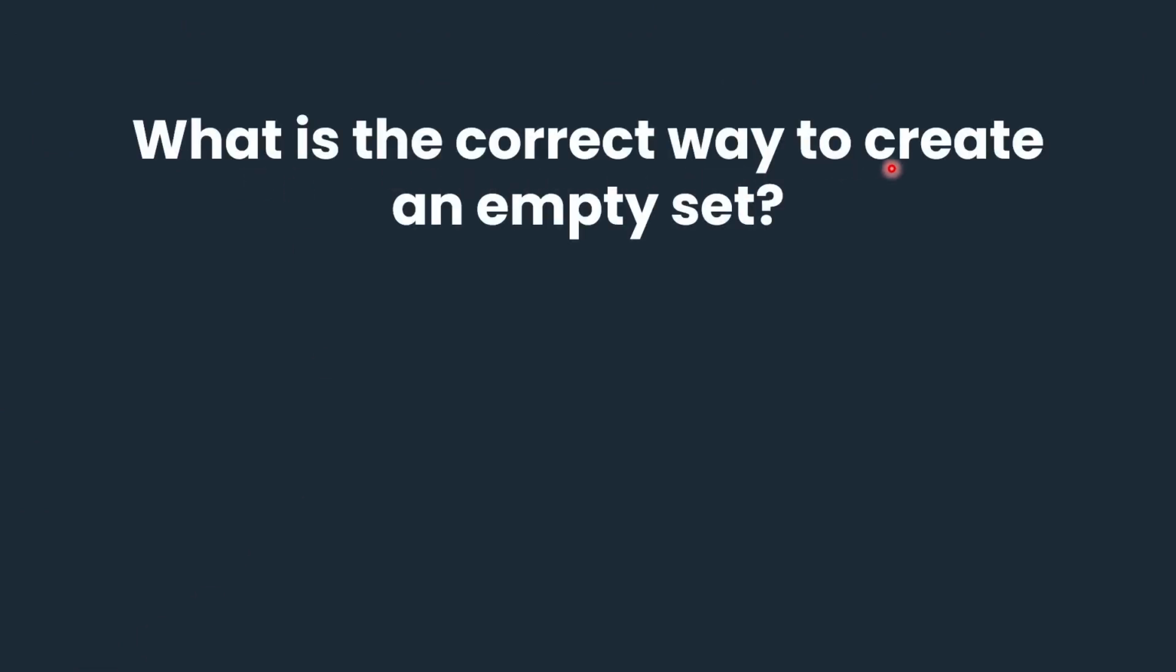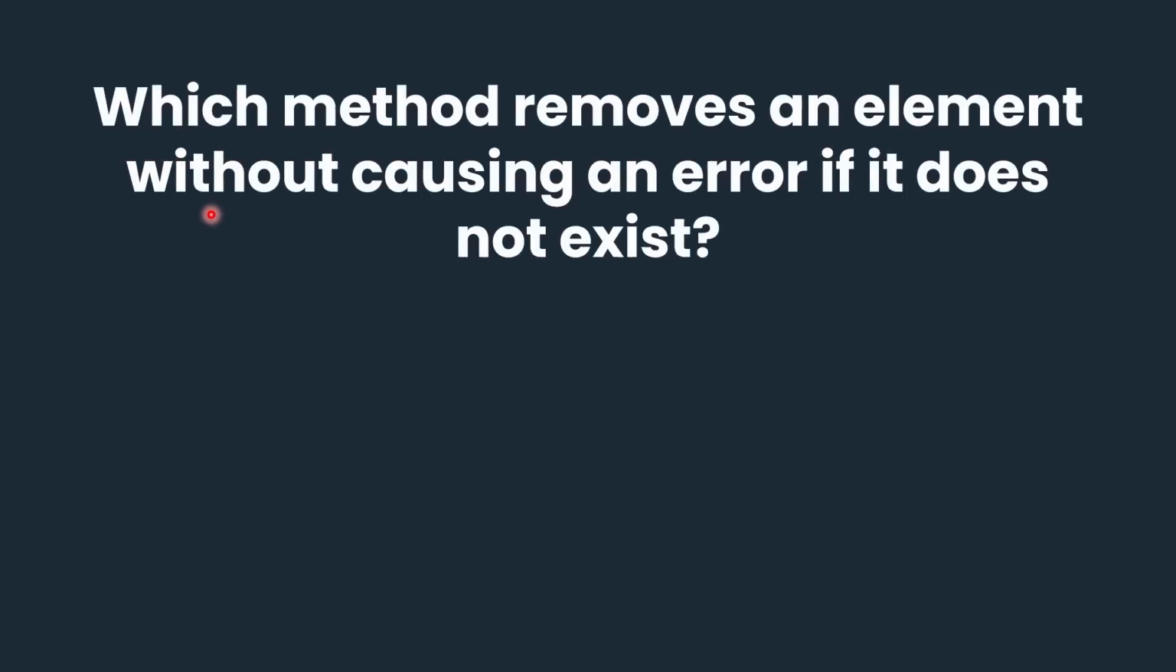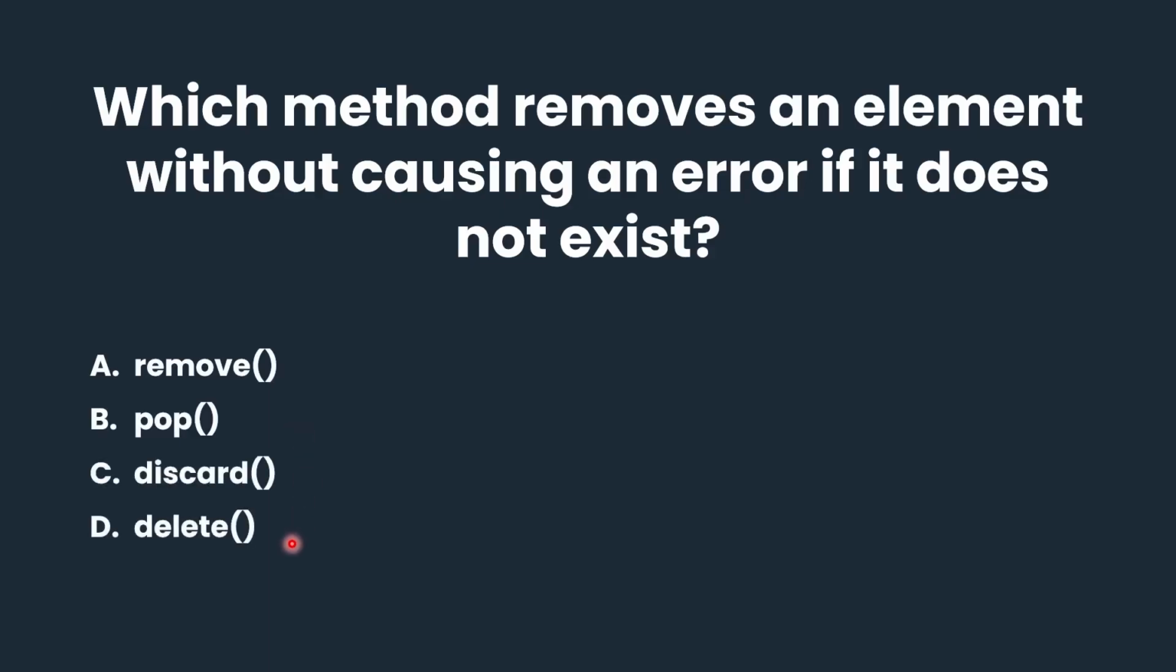What is the correct way to create an empty set? A, B, C and D. And I think this would be very easy to answer, right? So quickly write the answer in the comments. Which method removes an element without causing an error if it does not exist? Remove, pop, discard and delete. Think over it and then write the answer in the comments.